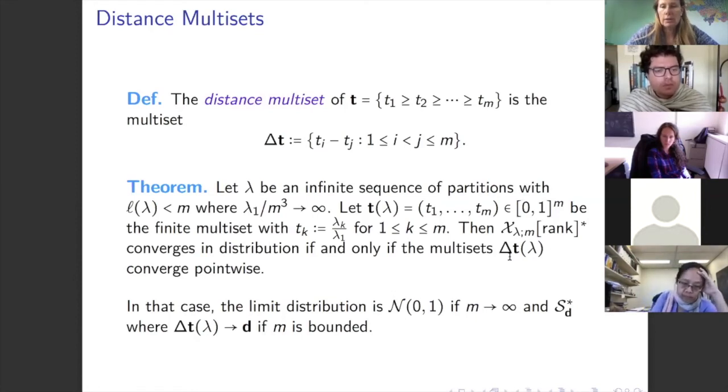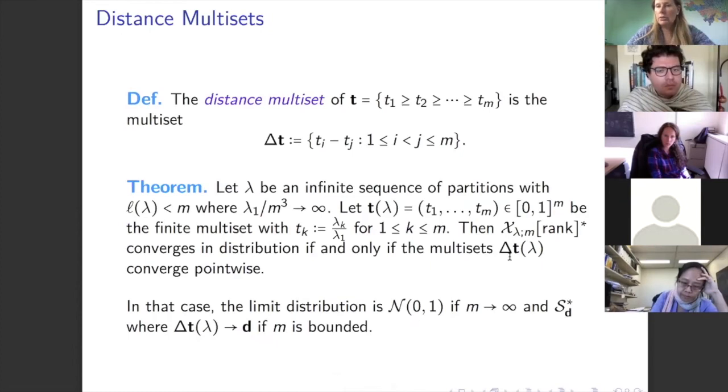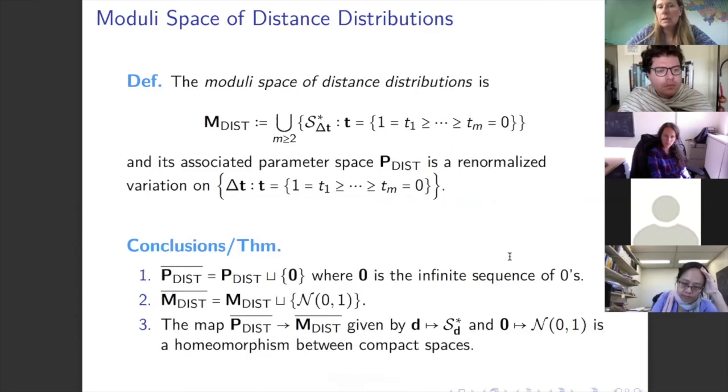Okay, so that's the analog of the story with semi-standard or standard Young tableaux and also with plane partitions. It's a little bit incomplete, right? I didn't tell you that I entirely understand the closure, but I know that these guys are in the closure. But this made us start looking at what we can say about the moduli space of distance distributions. What if we just focus on these generalized sum distributions that are indexed by distance multisets? And we could have a parameterizing set too.